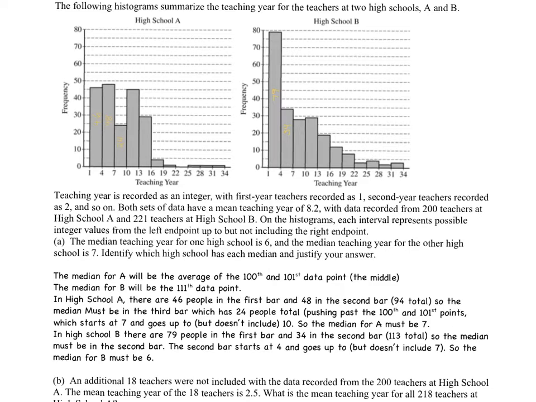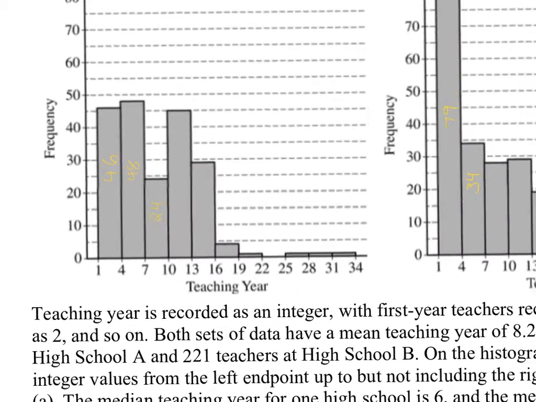Well, high school A has 200 data points, so the median is going to be right between 100 and 101. When you have an even number of things, the median is going to be the average of the two right in the middle. High school B has 221 people, so the median will be the 111th data point. And in both cases, to figure out which is which, we're going to just count our way through the bars.